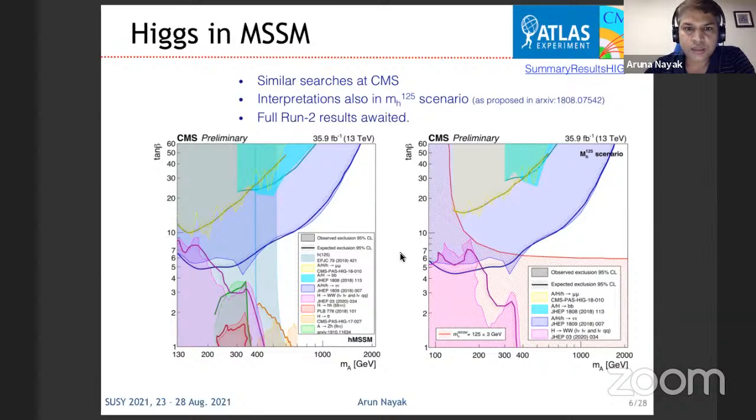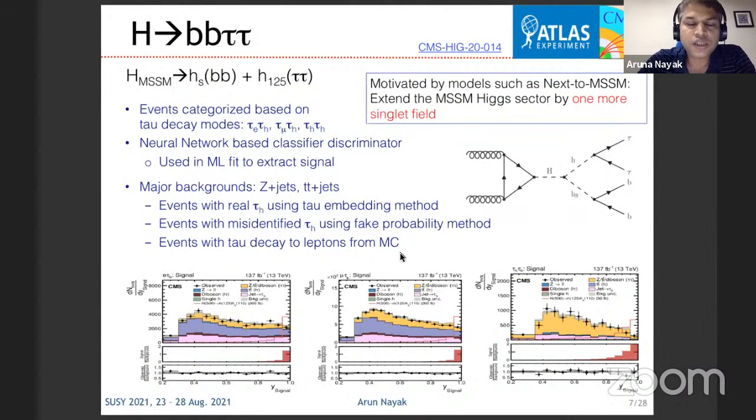Then we can go to the searches for a heavy Higgs which decays to 2 Higgs bosons, where one of these can be the standard model like Higgs boson, while the other one, called H_S, has a mass which is the difference between the mass of the heavy Higgs and the standard model like Higgs boson. Here the H can decay to a pair of tau leptons, and this H_S can decay to a pair of b quarks. This kind of search is motivated by models like the next-to-MSSM, where the MSSM Higgs sector is extended by one more singlet field. So you have additional bosons which can be lighter than the standard model like Higgs boson.